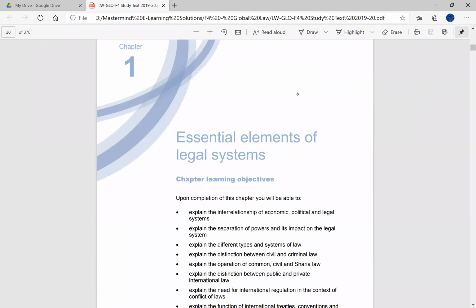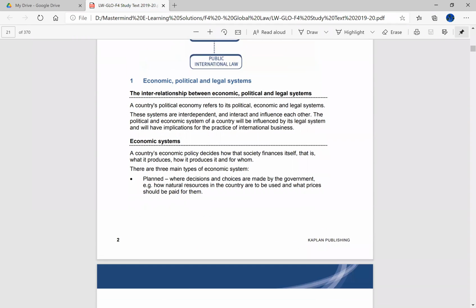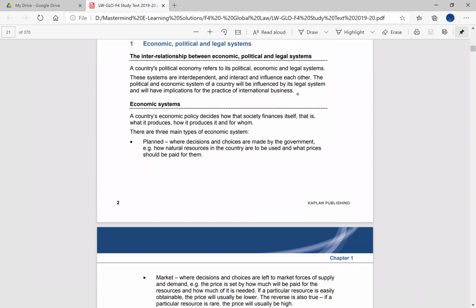Okay, fine. So, chapter one is essential elements of legal systems. In this, what we are going to discuss is how the relationship between economic, political, and legal systems influences people and their relationships and contracts with each other.